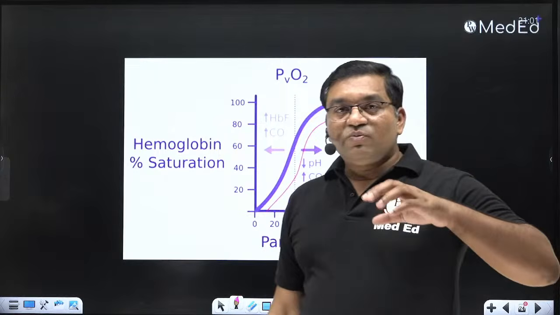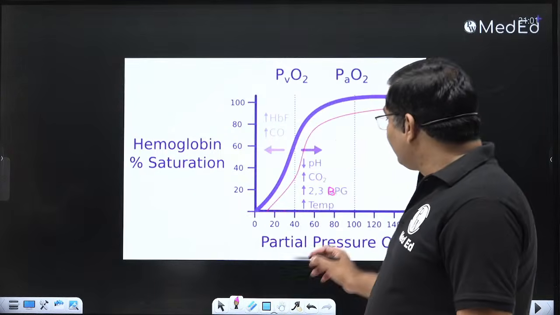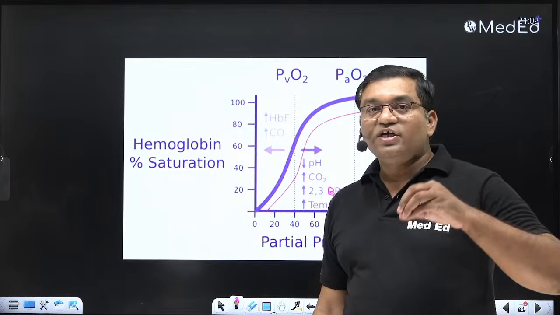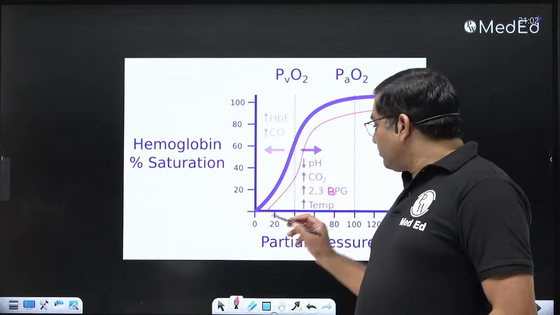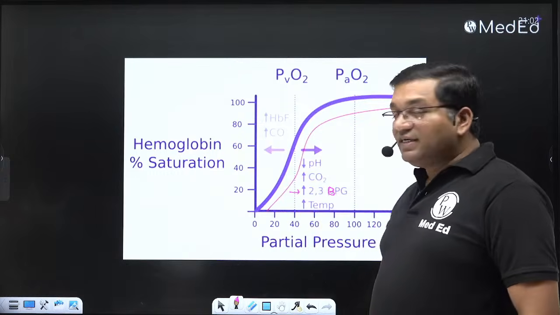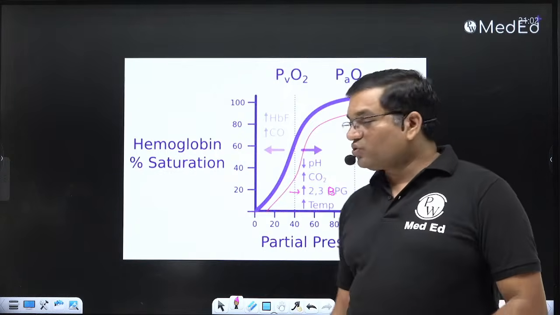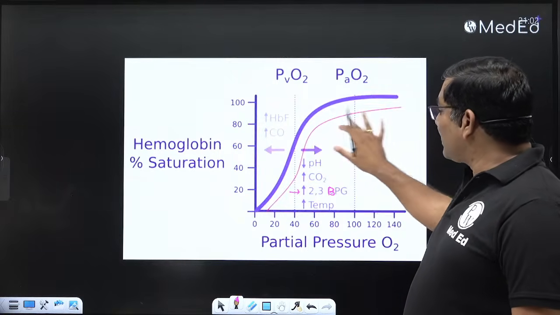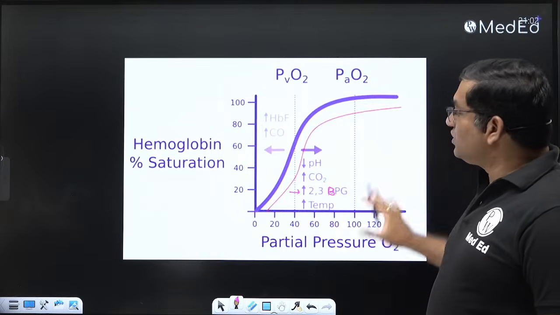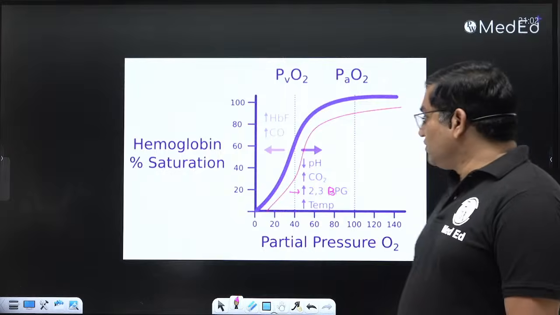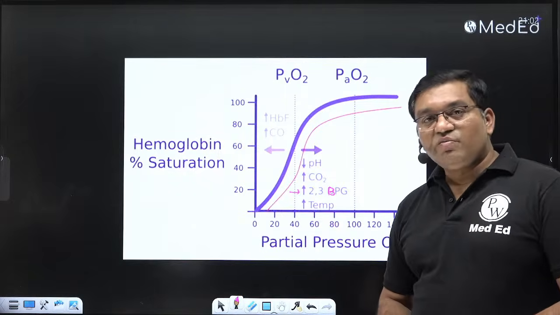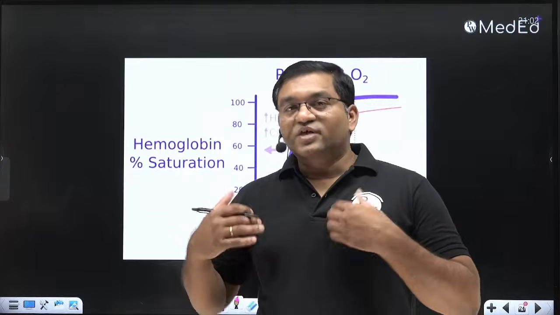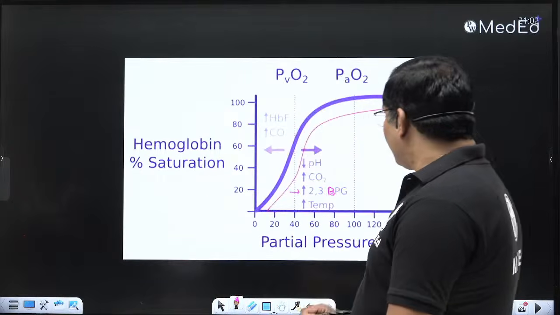It attaches to the positively charged lysine and arginine, and it decreases the affinity of O2 to the hemoglobin. That's why it is responsible for releasing O2 to the tissues. So it shifts the oxygen dissociation curve to the right. 2,3-BPG is an important compound. It decreases the binding of O2 to the hemoglobin, causing supply of O2 to the tissues. So this is very, very important.